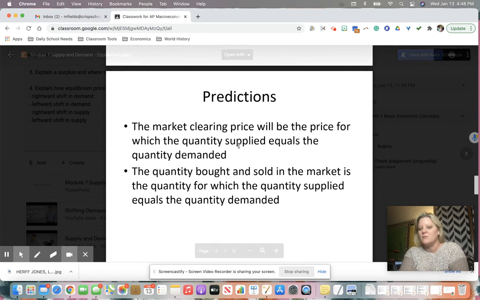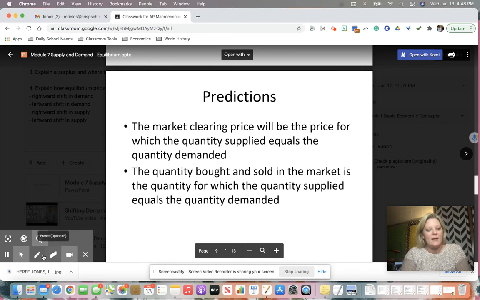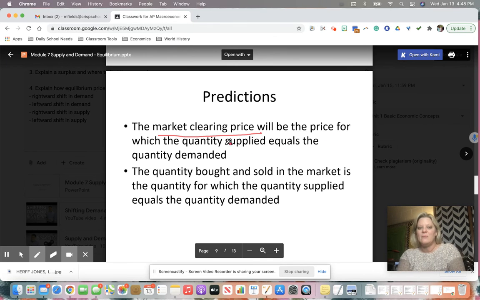We've already talked about the markets. Another word for this, market clearing price, this term right here, will be the price for which quantity supplied equals quantity demanded. All that's saying is we just said the price at which quantity supplied equals the quantity demanded is called the equilibrium price. So market clearing price is just another word for the equilibrium price. Those terms are used interchangeably. It basically means that everything that is produced is also sold, so every good clears the market.